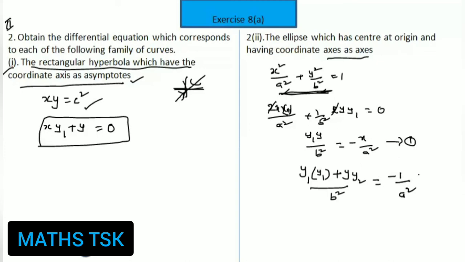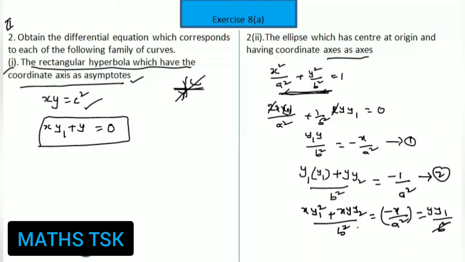Now how to do it? Twice we have differentiated, we have to eliminate. So there is y1 square. I multiply with x on both sides. So x y1 square plus x y y2 by b square is equal to minus x by a square, isn't it? Minus x by a square from equation 1 can be replaced with y y1 by b square. On both sides 1 by b square gets cancelled. Therefore the equation we get is x y1 square plus x y y2 minus y y1 is equal to 0. There is the equation. Okay, right.